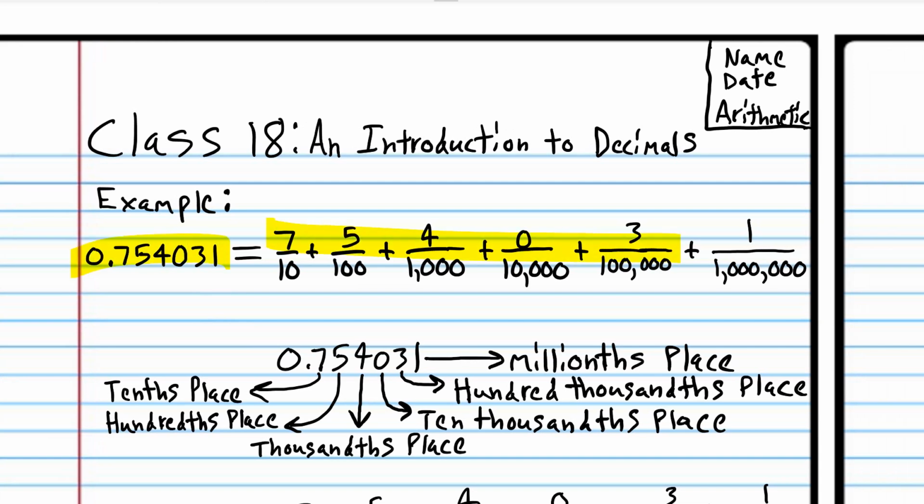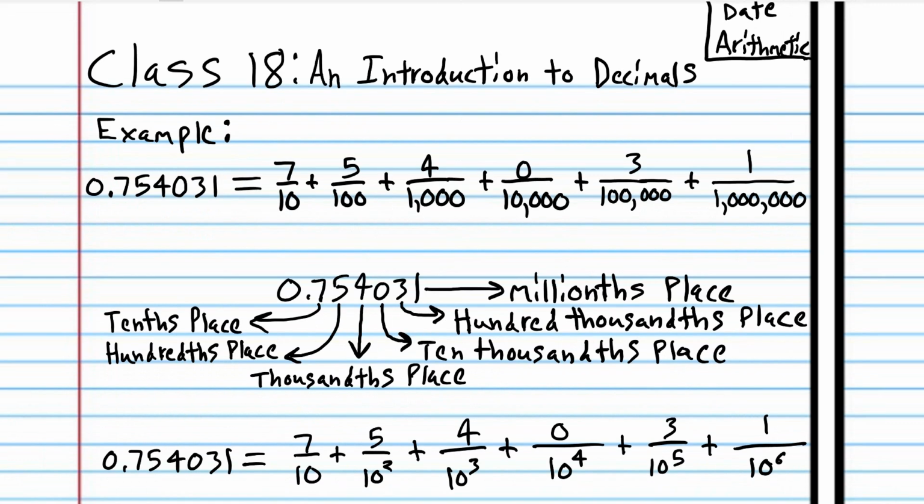It's just a sum of fractions. But these fractions are not just any fraction. And by the way, we're going to learn how to add all these fractions up and write this decimal as one fraction. So we're not going to be writing all this stuff. But it's important that you understand what the decimal actually is before we put it in a more condensed form.